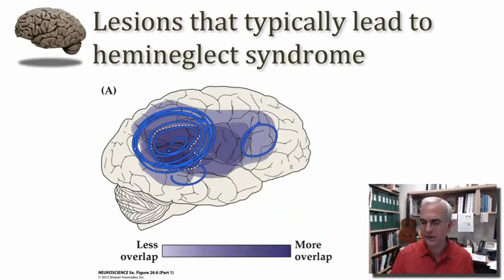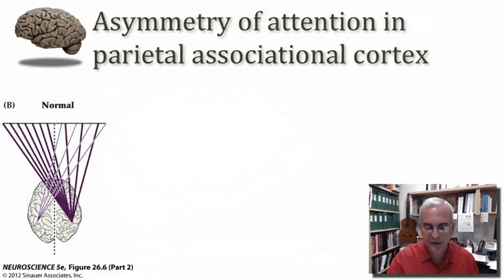Well, why should this be the case? Well, we think this is the case because in all of us there is very likely an asymmetry to the attentional functions of our parietal associational networks. And that asymmetry is illustrated with these ray lines that are shown in this illustration from our textbook.